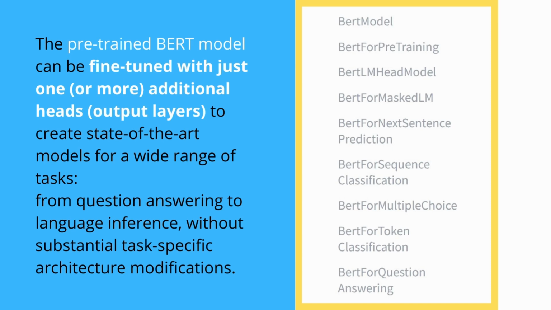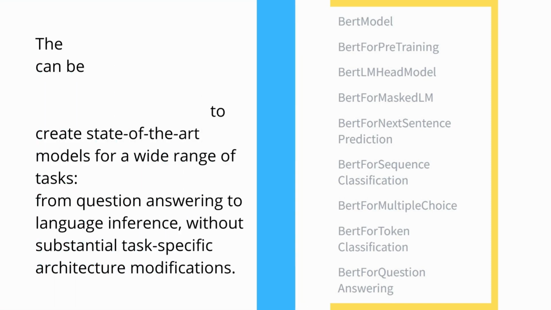And you can see here on the right side, we have BERT for masked language modeling, BERT for next sentence prediction, BERT for sequence classification, BERT for multiple choice, BERT for token classification, BERT for question answering. You choose your specific BERT model with the specific head on top of BERT. This is then fine-tuned, and then you have a fine-tuned BERT model, a task-specific BERT model.